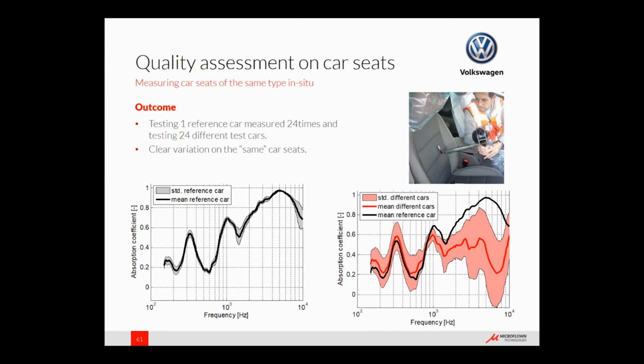There's hardly any deviation. But when we measure 24 times the different car seats, you can see, okay, the same materials have been applied, but there can still be quite some variation overall between the different seats that are supposed to have the same absorbing properties.